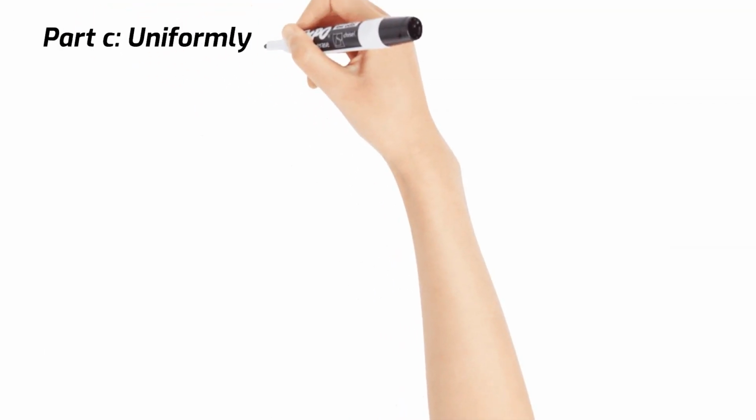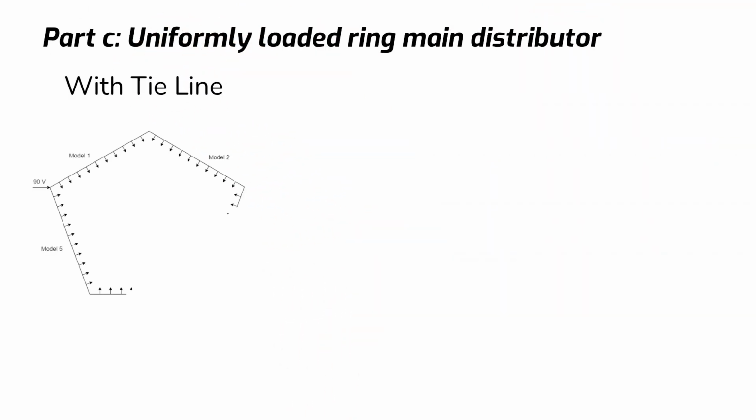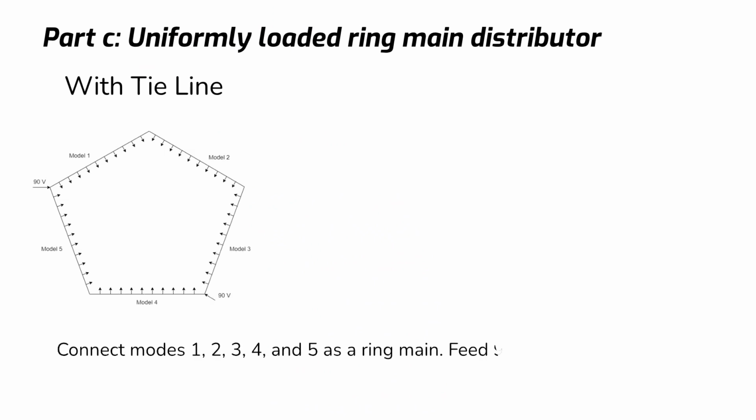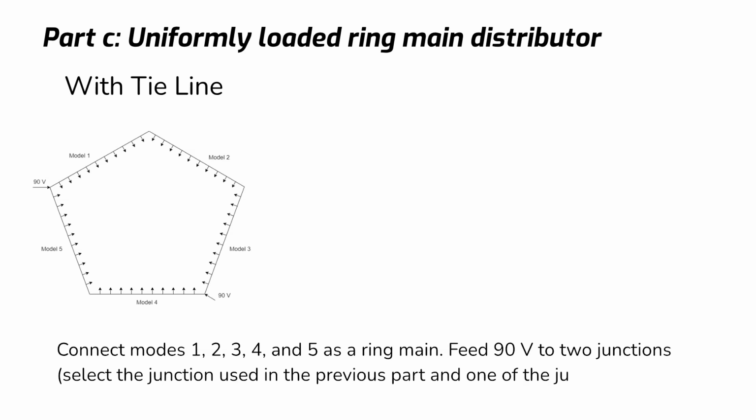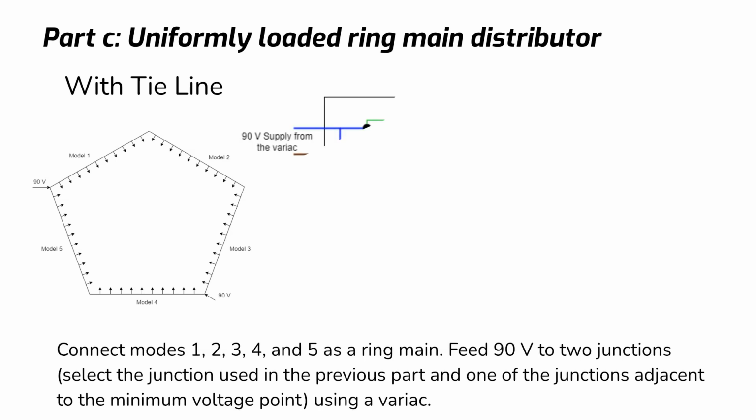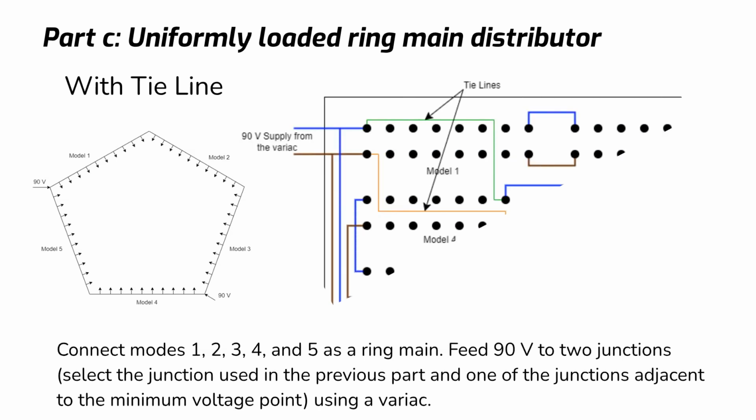Part C. Uniformly loaded ring main distributor with tie line. Connect modules 1 to 5 as a ring main and feed 90 volts to two junctions using the variac. Here, select the junction used in the previous part and one of the junctions adjacent to the minimum voltage point. Tie lines are indicated in green and orange colors.